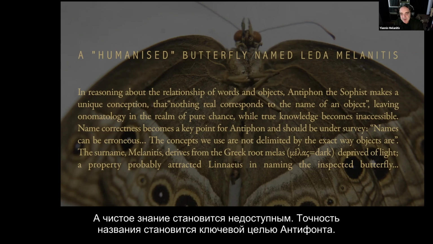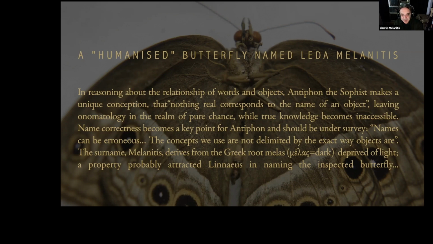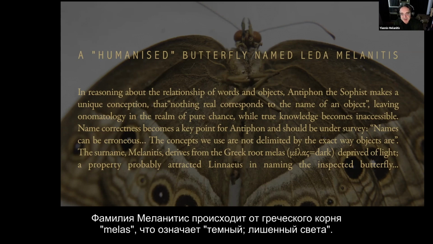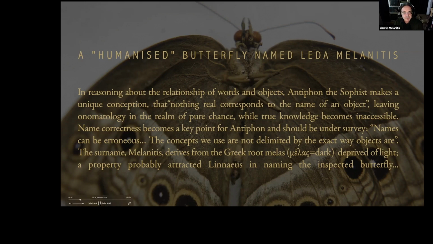Name correctness becomes a key point for Antiphon and should be under survey. And he says, names can be erroneous. The concepts we use are not delimited by the exact way objects are. So the surname Melanitis derives from the Greek root melas, which means dark, deprived of light, a property probably attracted Linnaeus in naming the inspected butterfly, because he saw obviously that these butterflies preferred to stay in the dark, in the shades.